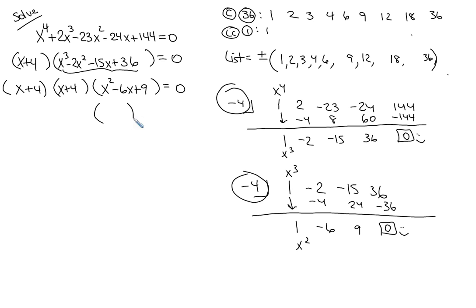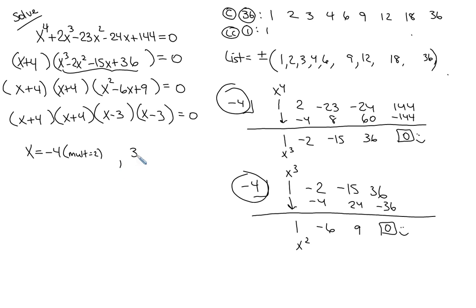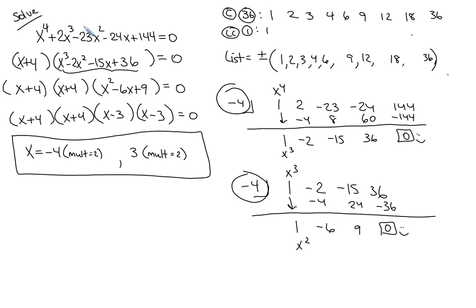Now, does this factor again? Yeah, x minus 3 times x minus 3. This is still x plus 4. This is still x plus 4. And so we get x is equal to -4 multiplicity 2, and positive 3 multiplicity 2. How many answers did we get? How many should we have gotten? There we go. So do you guys see how the process can be performed multiple times if necessary?